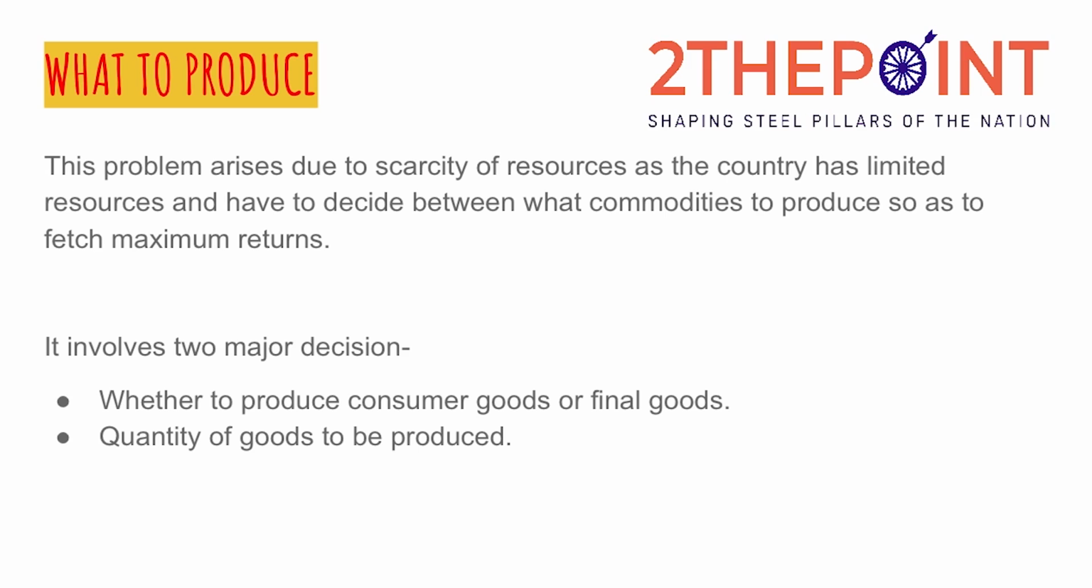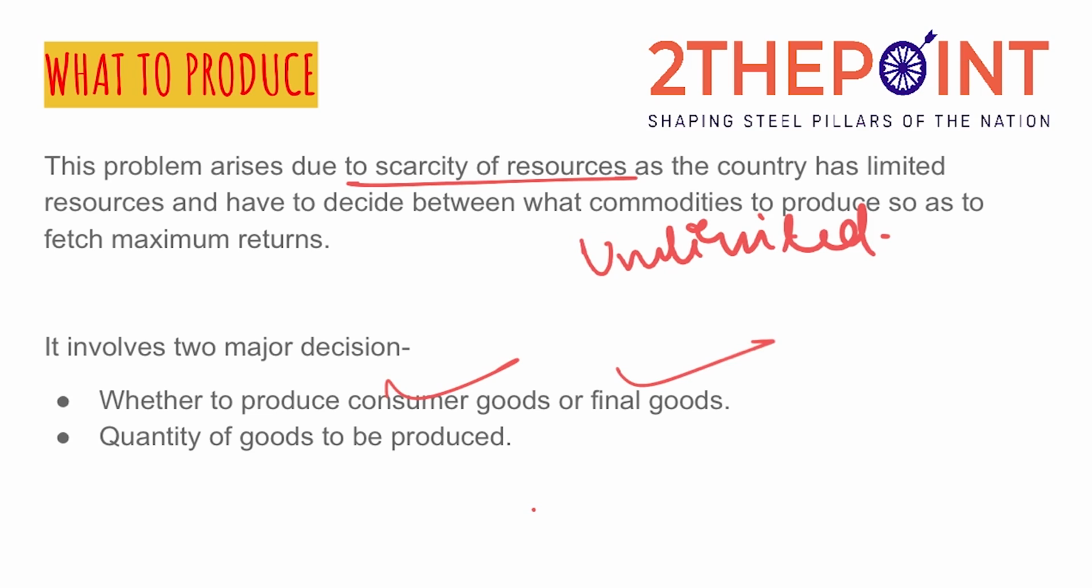The problem arises because the resources in the economy are scarce and the wants are unlimited. That means we don't have sufficient resources to fulfill all the wants of all the citizens of a country. Hence, this problem arises as to what we produce, so as to satisfy the maximum wants of the maximum people in the country. Now, this involves taking a decision regarding two things. The first one is whether we should produce consumer goods or capital goods, and the second one is in what quantity each one of them should be produced so as to make the maximum out of it.